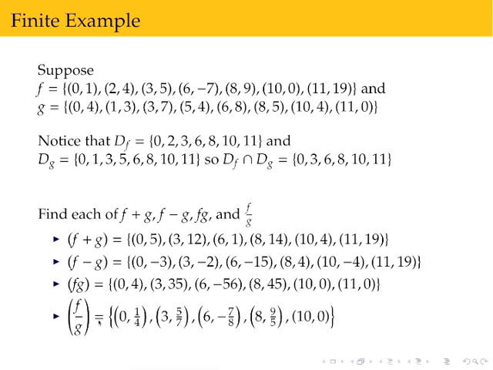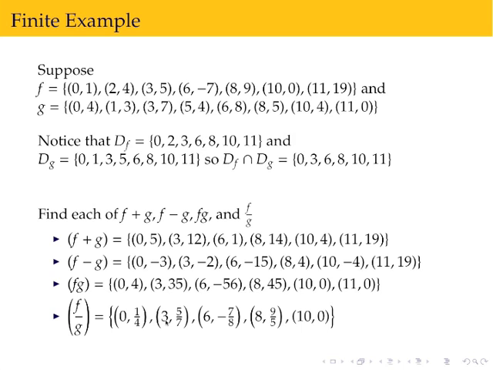Finally, we'll find f over g. Again, since order matters in division, you do want to pay attention to the order. It would be possible to do g over f, but that would be a different function. So let's look at our first point. We look when the x coordinate is 0. We take 1 divided by 4, which gives us 1/4.